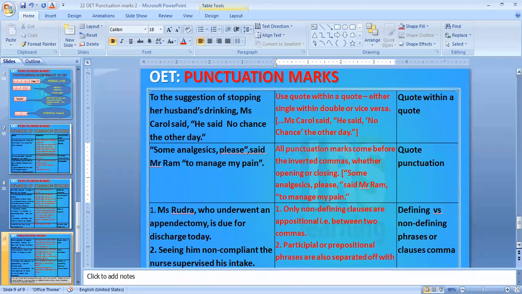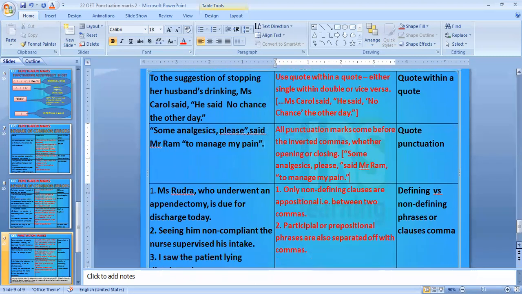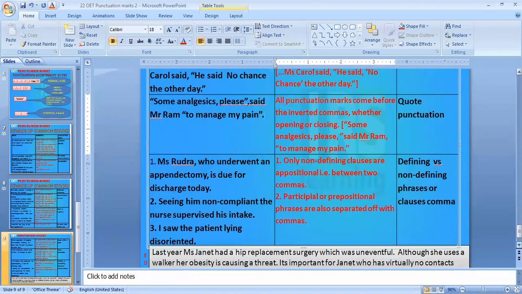Okay, next one. Miss Rudra, who underwent an appendectomy, is due for discharge today. You see this appositional comma, comma, comma. That means who underwent an appendectomy is a non-essential clause. But again, it depends on the situation.